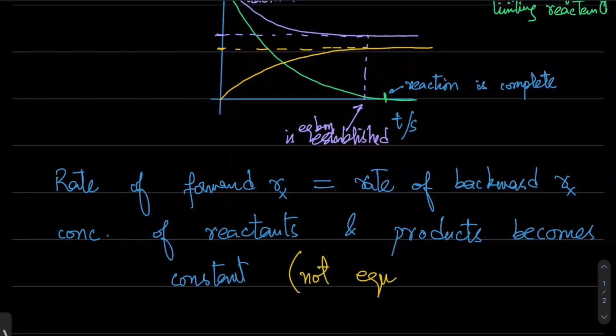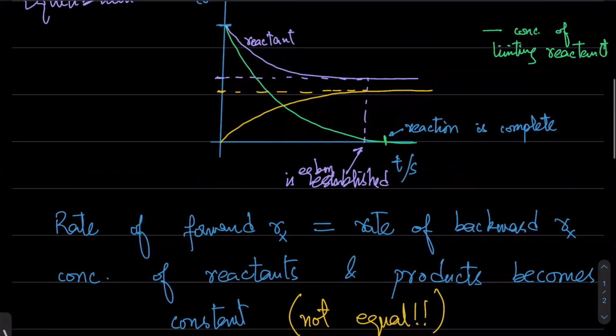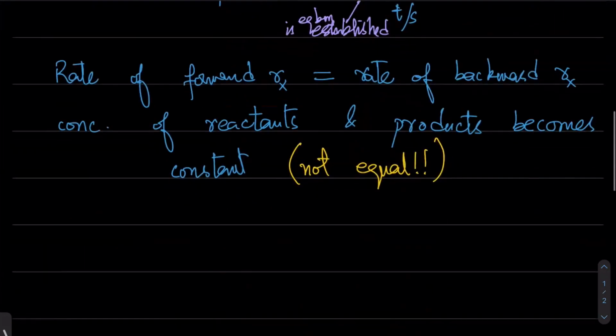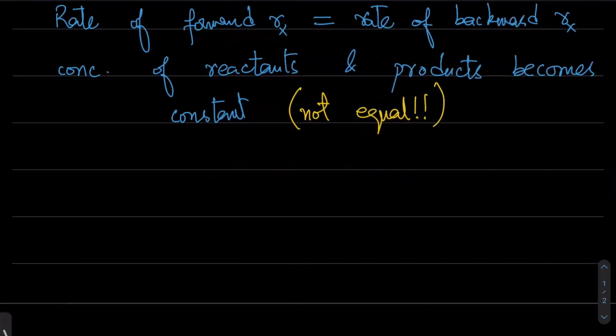Not equal. It just becomes constant, just like over here. वो change नहीं हो रही है. वो equal होना जरूरी नहीं है. हाँ, equal हो भी सकती है, but जरूरी नहीं है. लेकिन rate equal होना जरूरी है. Okay? So that's the idea of equilibrium. So exam में वो कहता है कि equilibrium क्या होता है.